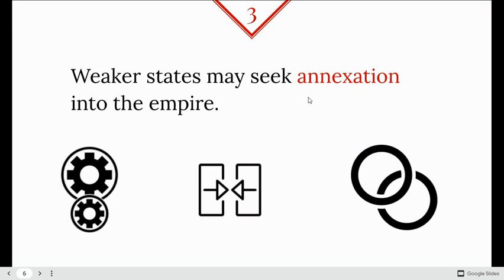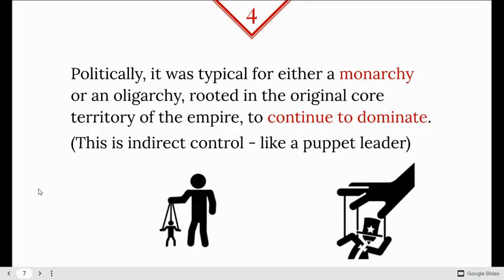So when we talked about American history last semester, and we talk about states coming into the Union, like Texas. Texas for a while was an independent country, and then it gets annexed by the U.S. It becomes part of the United States. We're going to see in this unit places like Hawaii and Alaska become annexed into the United States. So oftentimes weaker states want to get incorporated into that larger country.